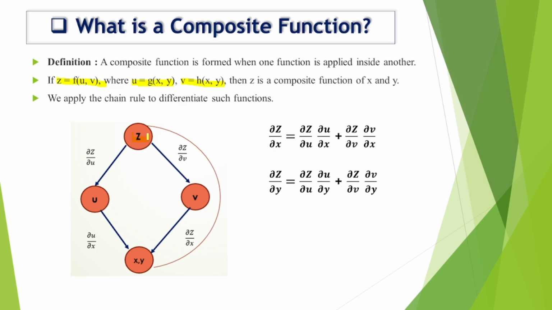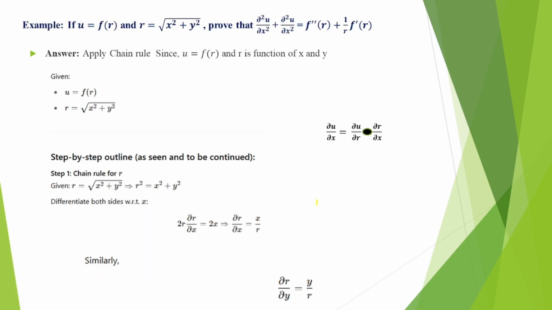So here z is a function of u and v, and u and v are functions of x and y. Then the partial derivative of z with respect to x can be written as the partial derivative of z with respect to u into the partial derivative of u with respect to x, plus the partial derivative of z with respect to v into the partial derivative of v with respect to x. Similarly, the partial derivative of z with respect to y is written as this.